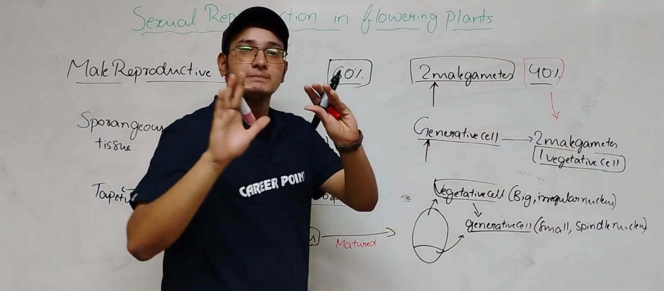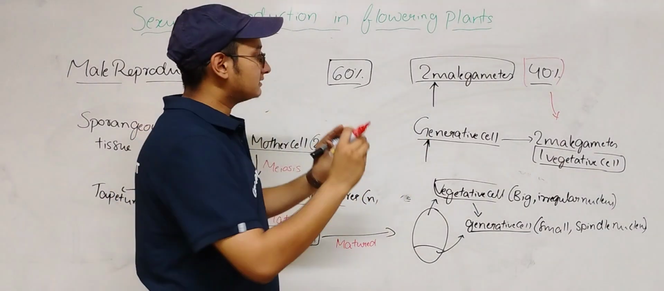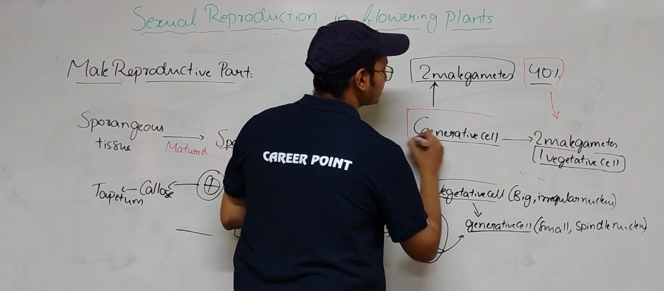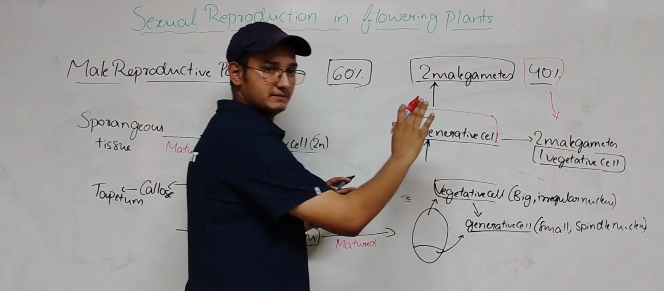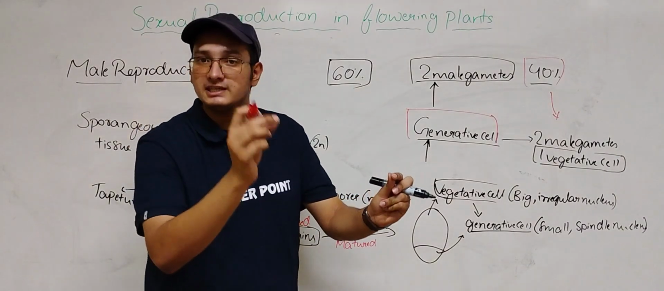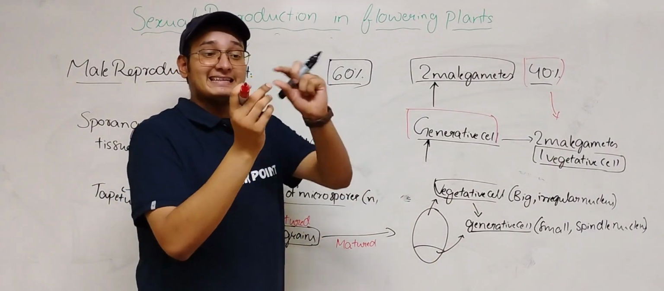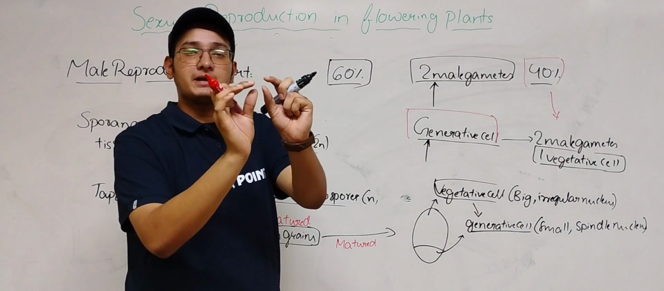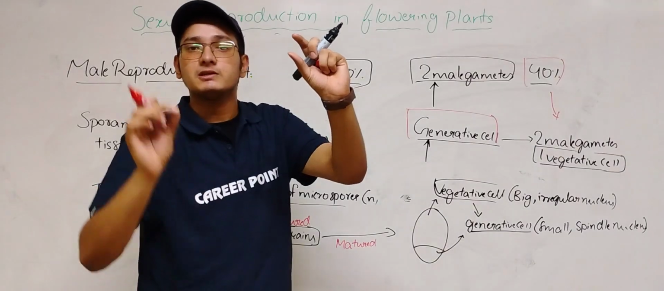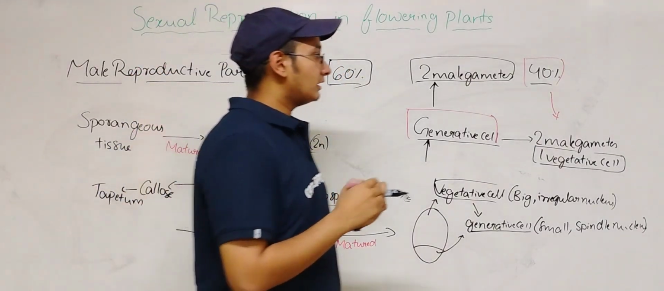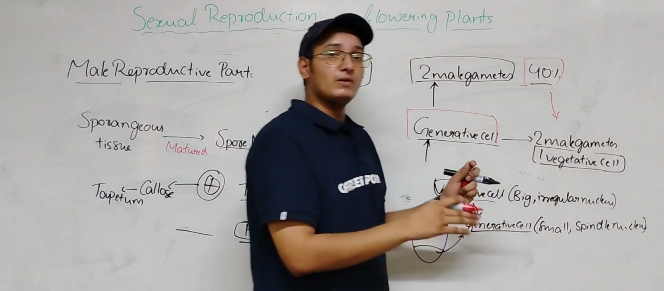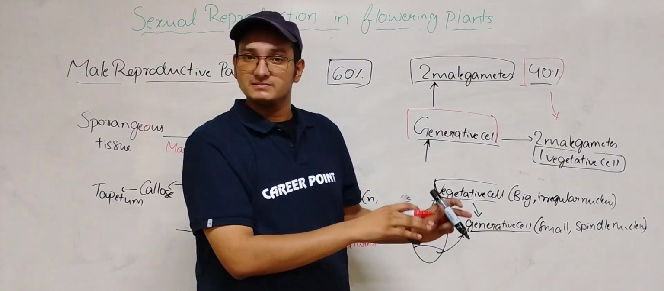So, in 60% of the plants which reproduce sexually, they become two male gametes. They stop at this stage. And after this pollen grain reaches the stigma of a female flower, then they will have an extra vegetative cell, and that vegetative cell helps in producing the pollen tube. But in the remaining 40%, the two male gametes and one vegetative cell are already formed here. Understood? That's it.